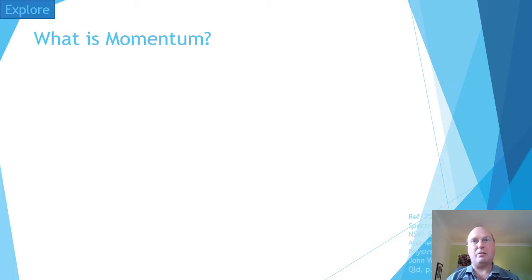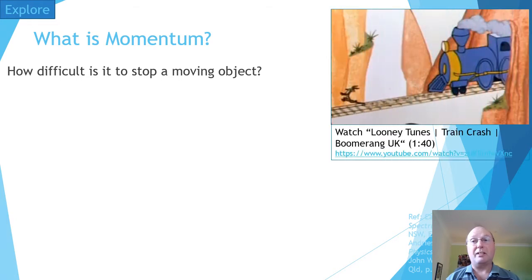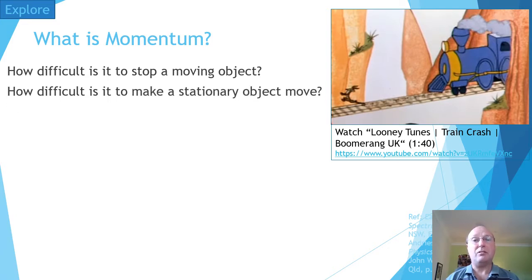So let's start with the question, what is momentum? And just think of how difficult it is to stop a moving object. You might want to take some time to watch the Looney Tunes coyote running after the roadrunner, but being chased by a steam locomotive, and see how hard it is to stop a moving object. But it also is the converse. How difficult is it to make a stationary object move?